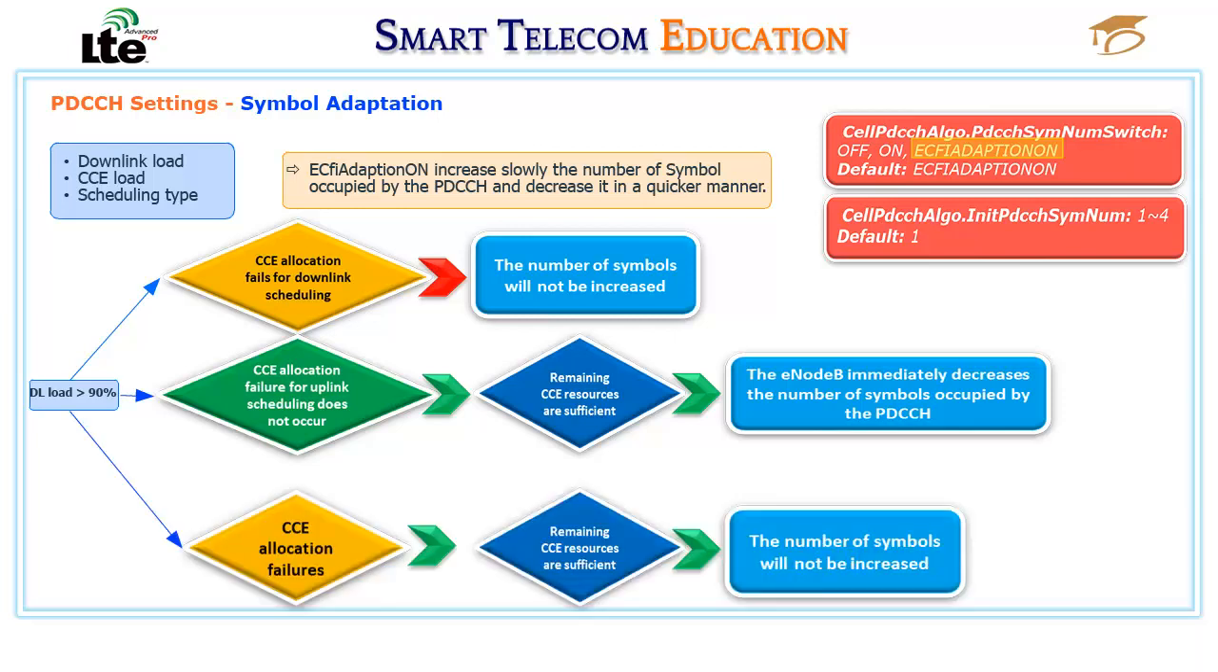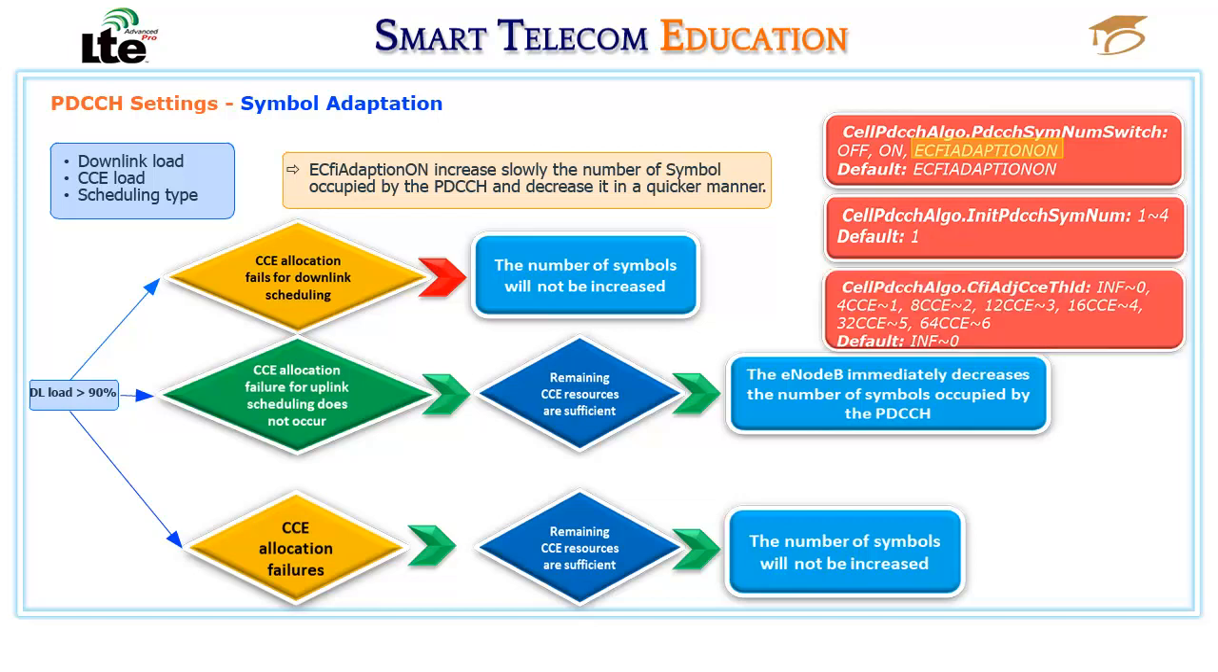When the remaining CCE resources are sufficient, the number of symbols will not be increased in the case of CCE allocation failures. The threshold for determining whether remaining CCE resources are sufficient is specified by the CFI adjustment CCE threshold parameter. For the uplink pre-allocation, the parameter hysteresis for CFI increase based on pre-allocation scheduling indicates whether to increase the number of PDCCH symbols in case of uplink pre-allocation failure.